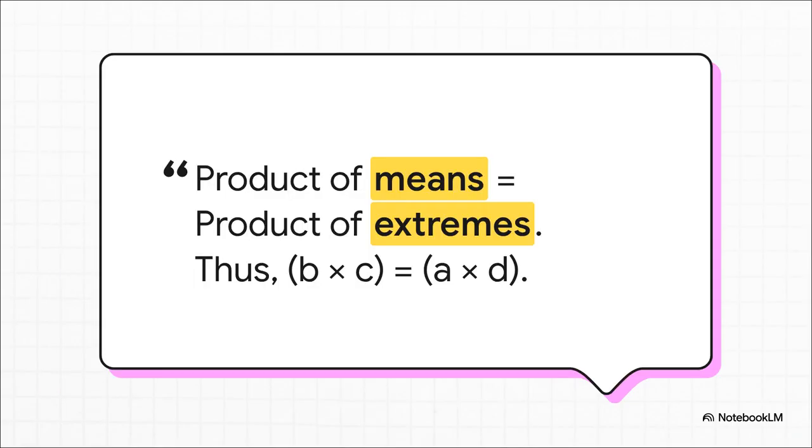And this little rule, this is the secret key that unlocks pretty much any proportion problem. The product of the two middle terms, the means, is always equal to the product of the two outer terms, the extremes. Just remember, B times C will always equal A times D.